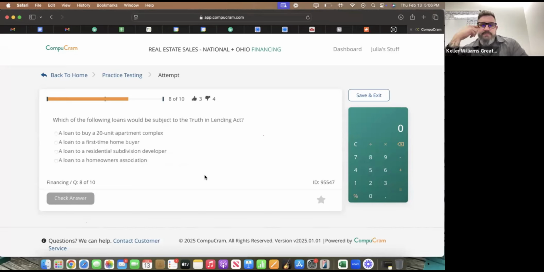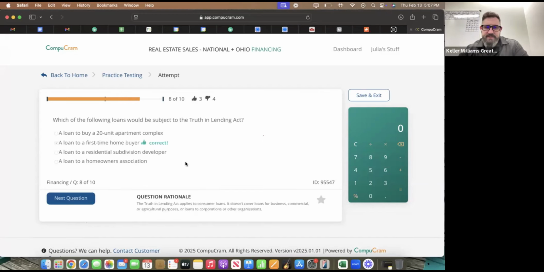Next question. Which of the following loans would be subject to the Truth in Lending Act? A, a loan to buy a 20-unit apartment complex. B, a loan to a first-time home buyer. C, a loan to a residential subdivision developer. Or D, a loan to a homeowners association. Eric thinks it's B, and so do I. Everybody thinks it's B. Deborah, Asif, it is correct. Truth in Lending Act only applies to consumer loans, not to commercial loans.